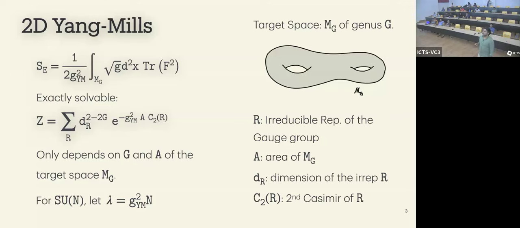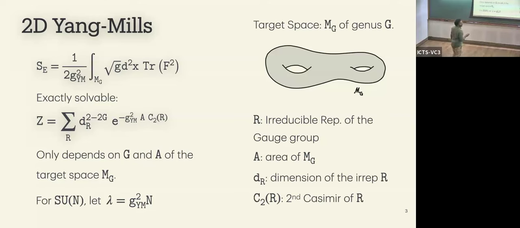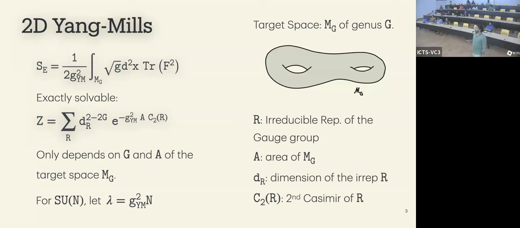I'll explain what each term is. The sum is over irreducible representations of the gauge group. For example, for SU(N), it will be various Young tableaux. Sum over all the Young tableaux. d_R is the dimension of this irrep, and g_YM is the Yang-Mills coupling. Area is the area of the manifold where this gauge theory lives. And C2 is the second Casimir of this representation. So in the SU(N) case, we know what that expression is.